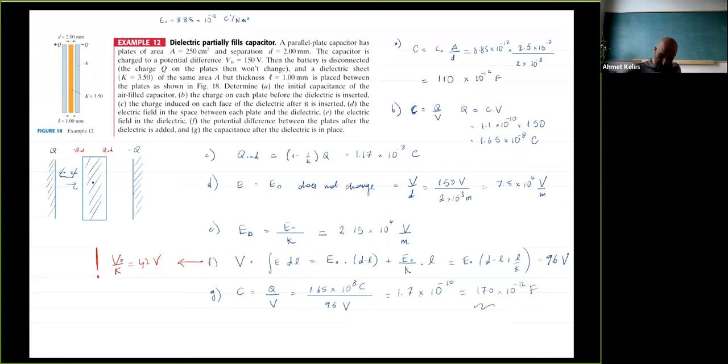So the capacitance increases almost, let's calculate, 170 divided by 110, about 1.5 times increase. Also, you have to be careful, this one also is not, and this also not. C is equal to K times C0, which would be 3.5 times.